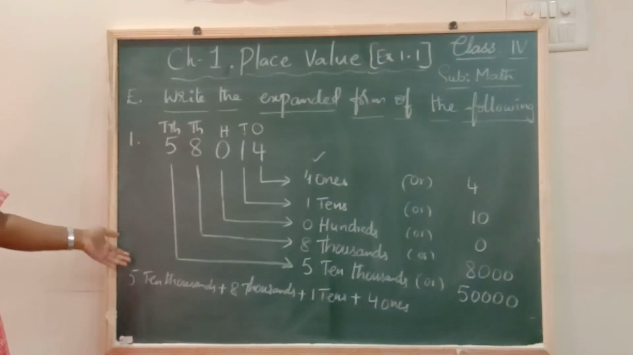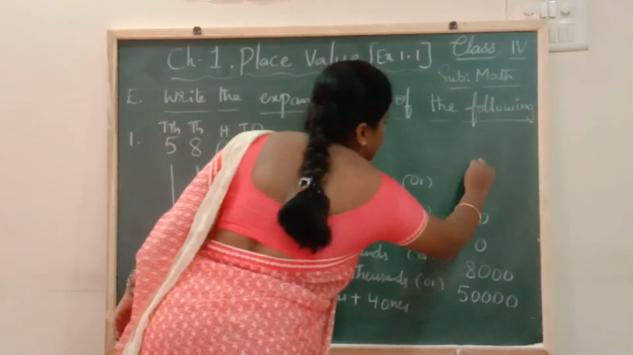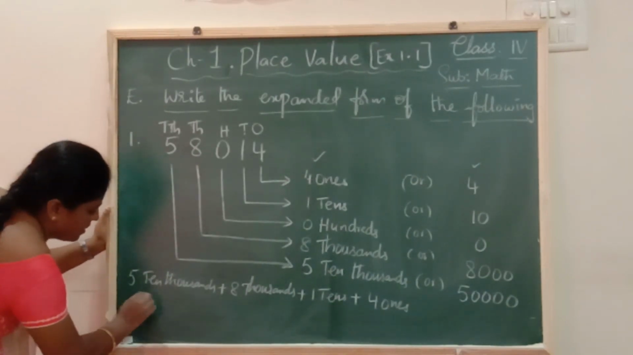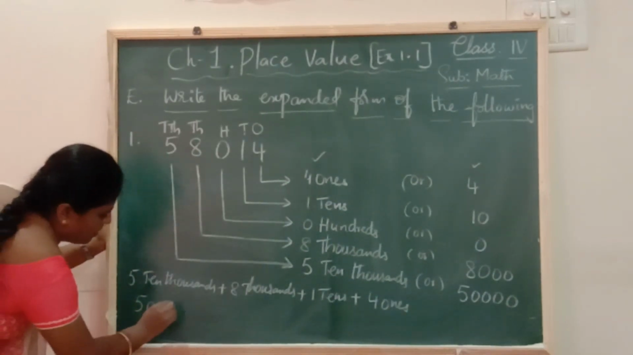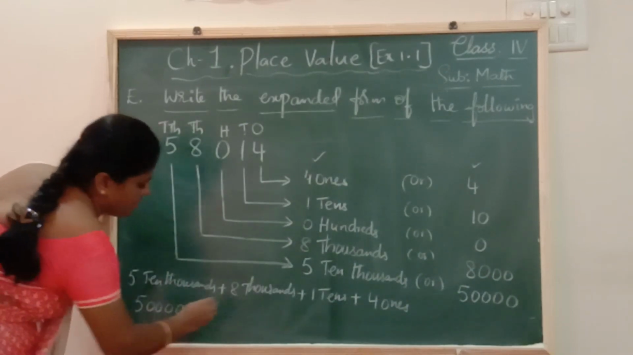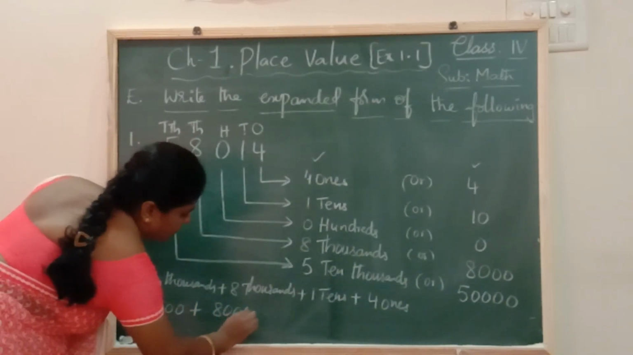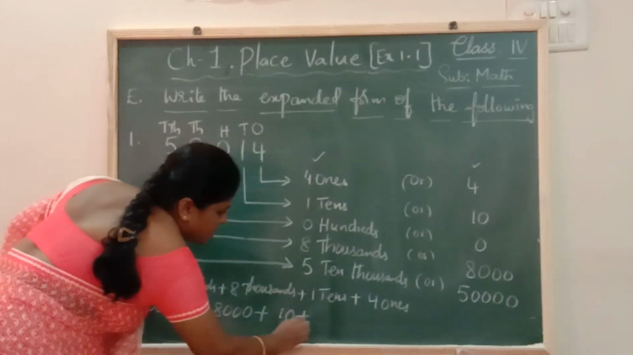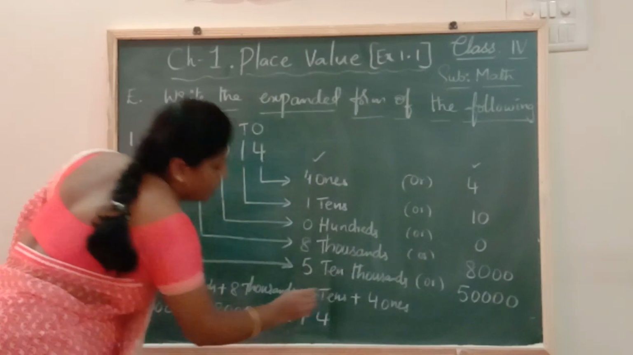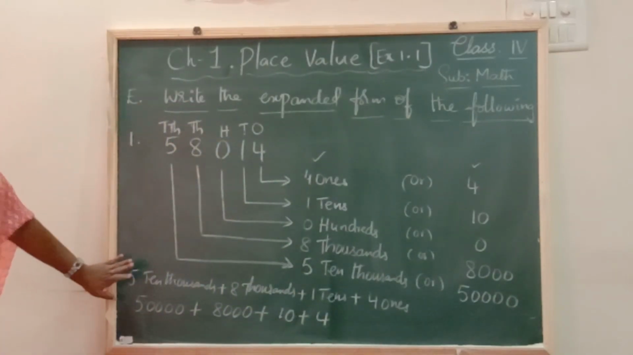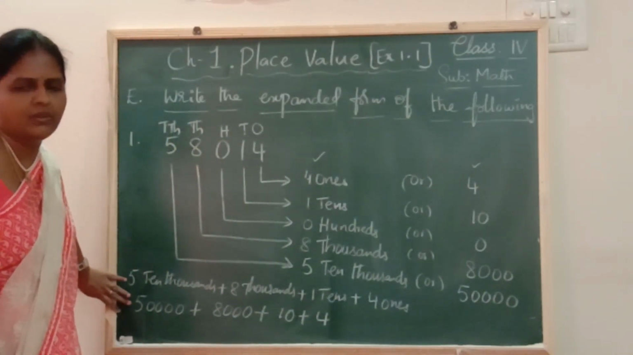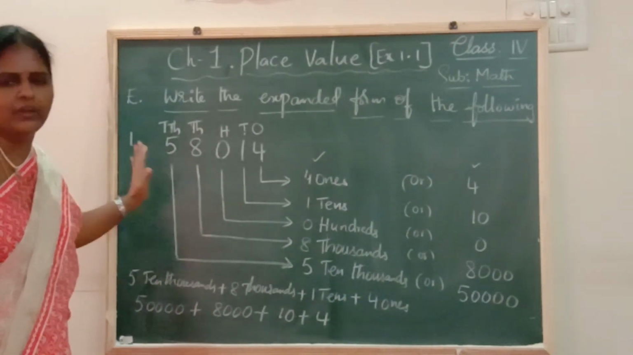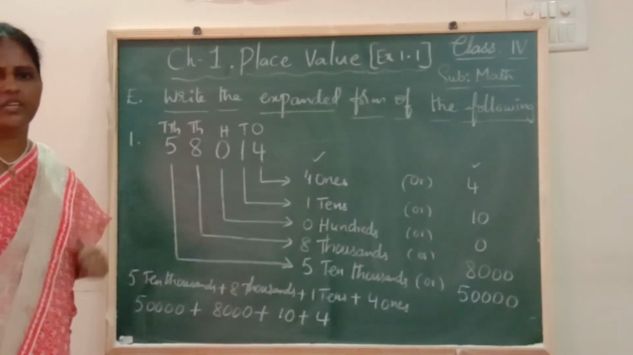Now let me write the same thing in another form using these numbers. Okay, children. So 5 10,000s is nothing but 50,000 plus 8,000 plus 1 tens is 10 plus 4 ones is 4. So these are the two ways of writing the expanded form, children. Okay, so I hope you understood. One more sum is there in this bit. You can write it in the same manner. Right, children? Thank you.